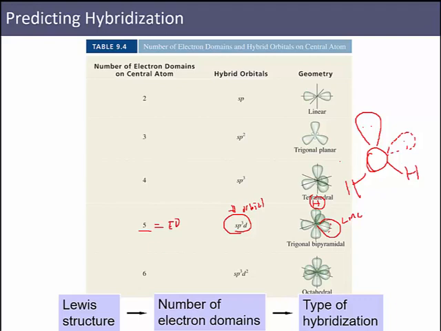Right, so I've got an electron domain geometry of 4. The oxygen atom is going to be sp3 hybridized. Even though my molecular shape is bent, my electron domain geometry is tetrahedral. If you've got a tetrahedral electron domain geometry, it's going to tell you what that hybridization is.